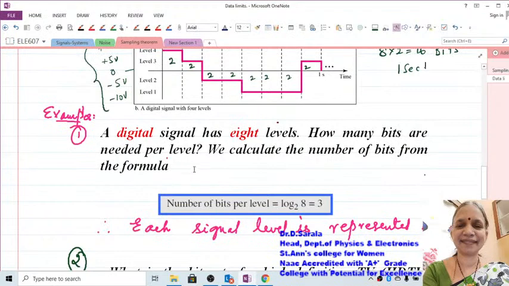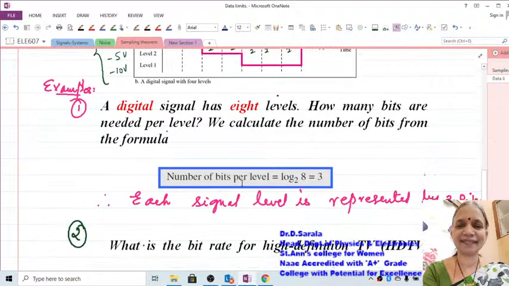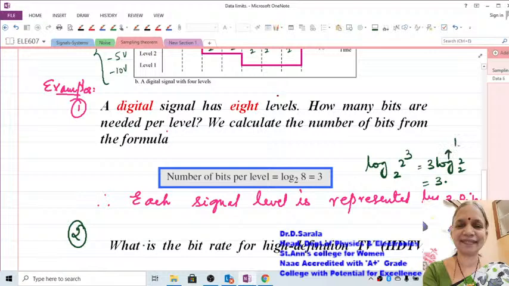So let me take this example. A digital signal has 8 levels. If there are 8 levels, how many bits are needed per level? So how do you calculate this? Number of bits per level is given by the logarithm of these 8 levels to the base 2. So log 8 to the base 2, how do you write this? This is log of 2 cube to the base 2. That means it is 3 log 2 to the base 2, which is 1, and hence this is 3. Therefore, each signal level is represented by 3 bits.